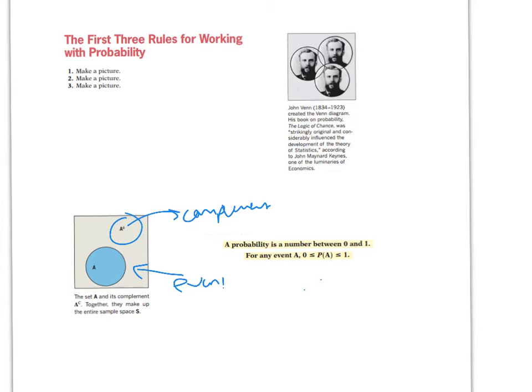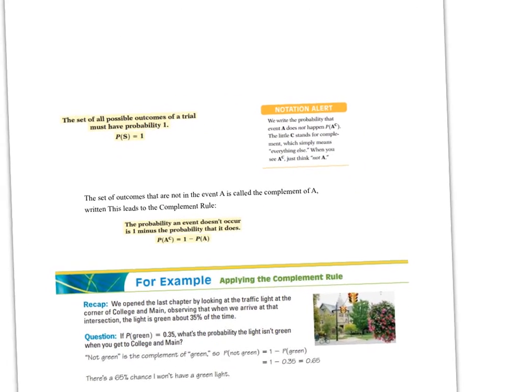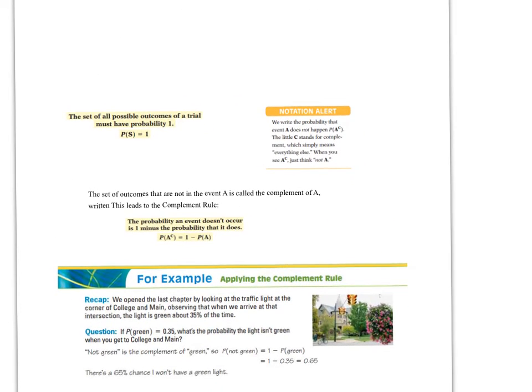A lot of Venn diagrams have multiple options besides just one. So the probability of everything added together. Just a quick reminder, we've already talked about this, but the probability of all events happening has to add up to 1.